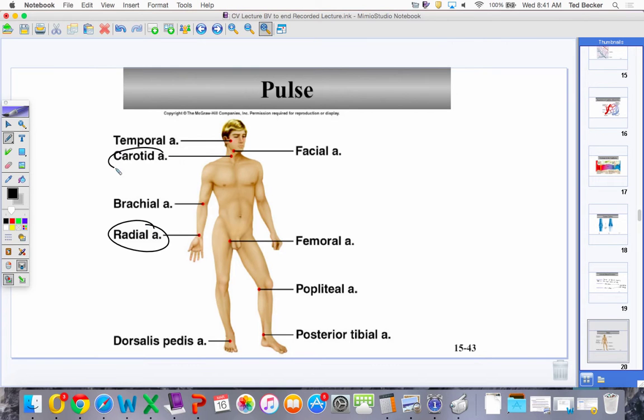Radial artery and the carotid artery are the two most common places we see people take the pulse. Pulse is usually measured in beats per minute. Brachial artery is something you'll do for the lab. You'll need that. And then if someone had an issue with maybe some bleeding in the leg or damage to the leg, we would maybe take the posterior tibial artery to make sure they still have blood flow through the leg.